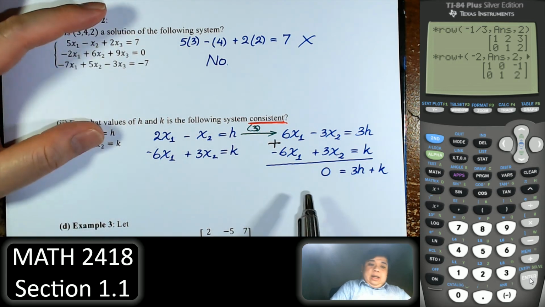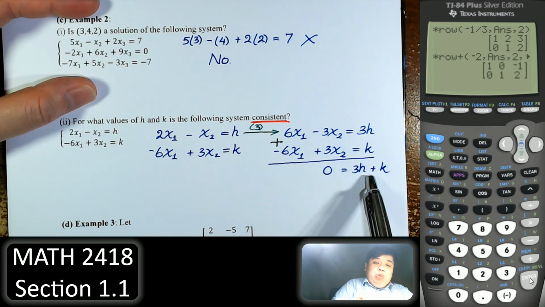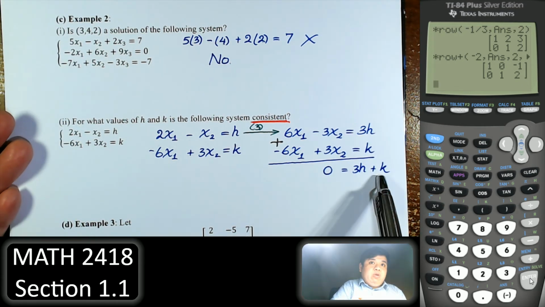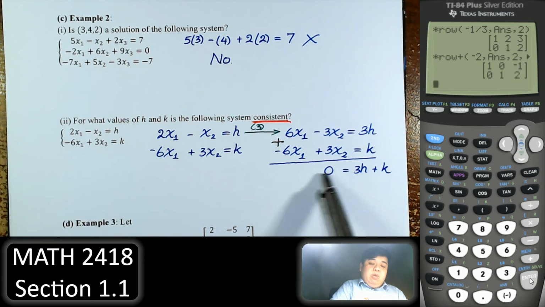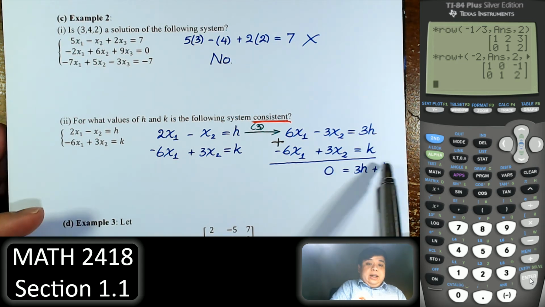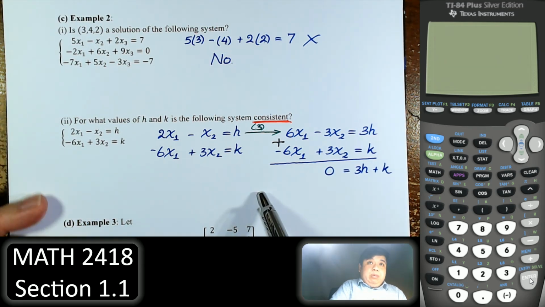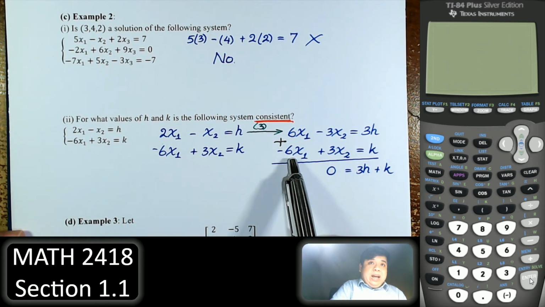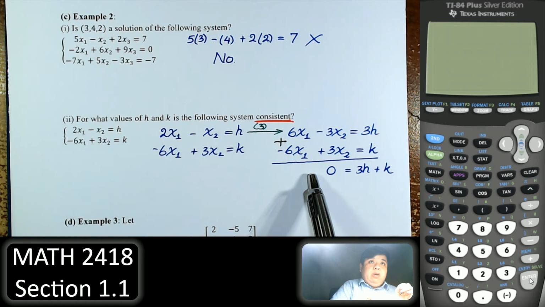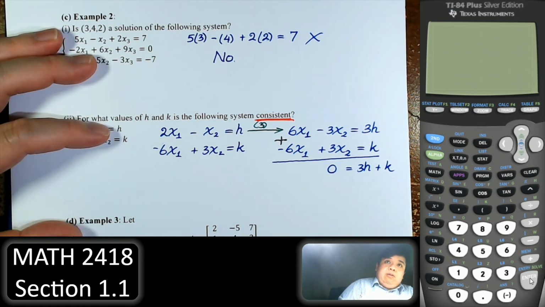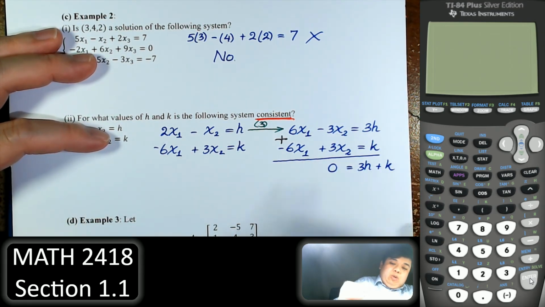Now, when we combine the two equations, we have this. If this is true, we have a solution. Because there's no x1, x2 here, this is either true or false. If this is false, no solution. If this is true, it doesn't matter what x1, x2 is, it will be true. If it is false, it doesn't matter what x1, x2 is, it's still false. So we need this to be true for it to be consistent, so 0 equal to 3h plus k.